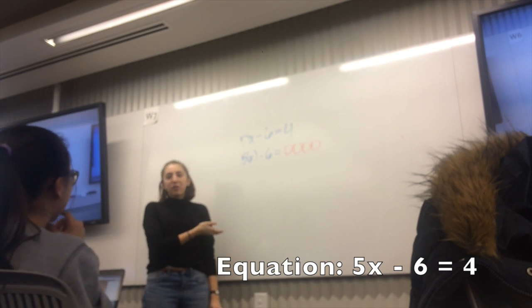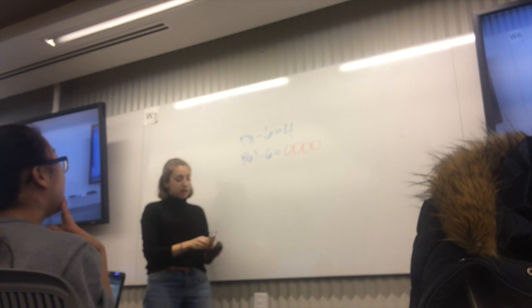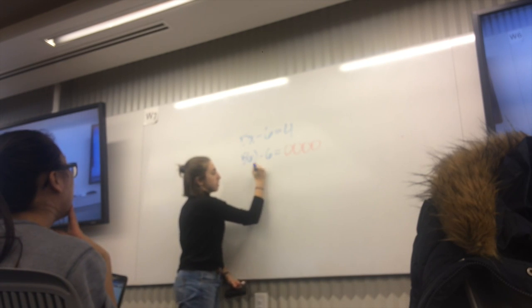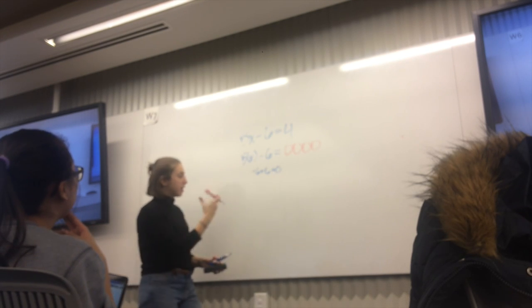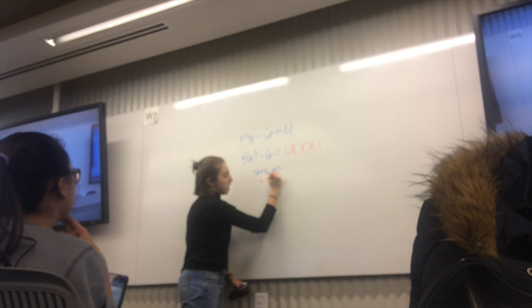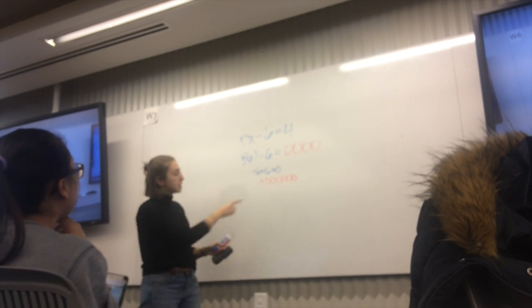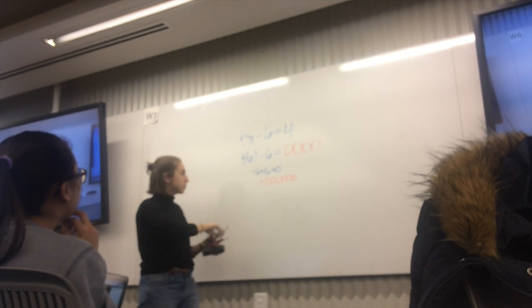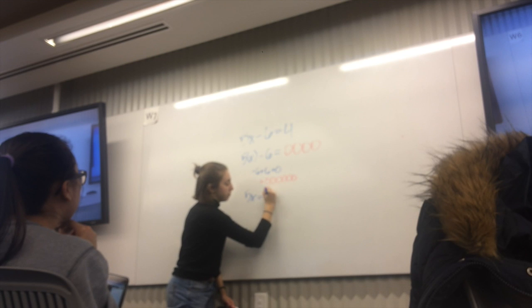But since you have negative 6, what you could do to get 0 is you can add 6. So negative 6 plus 6 gives you 0. That's the equivalent of adding 6 balls to both sides. So if you add 6 balls to 4 balls, you get 10 balls. As a result, you get 5x equals 10.